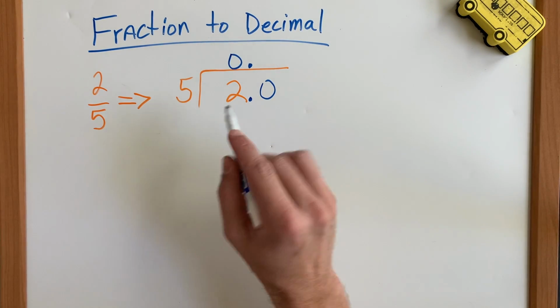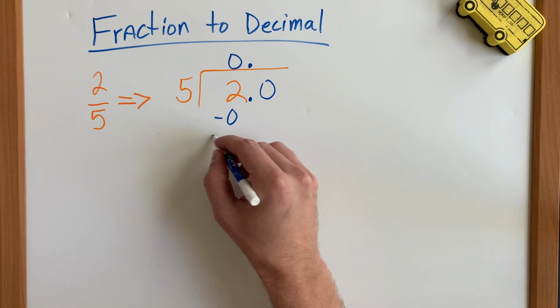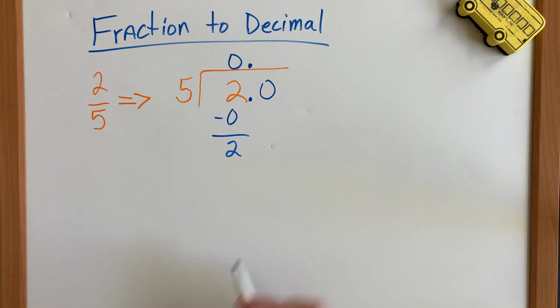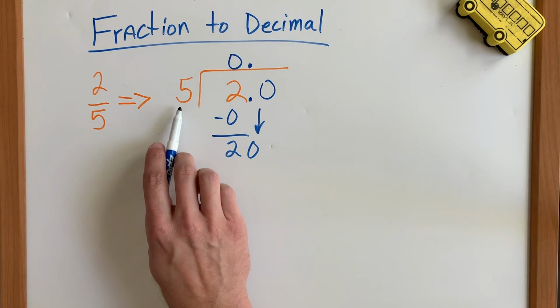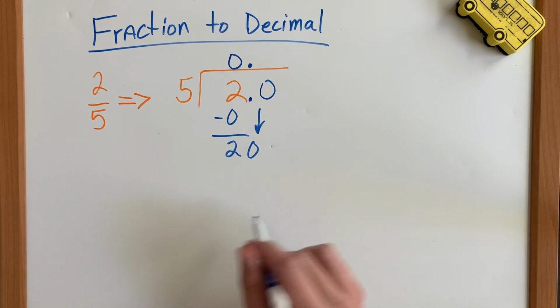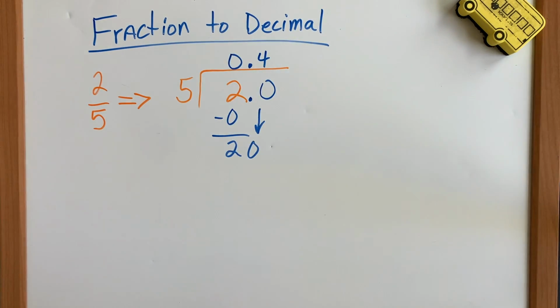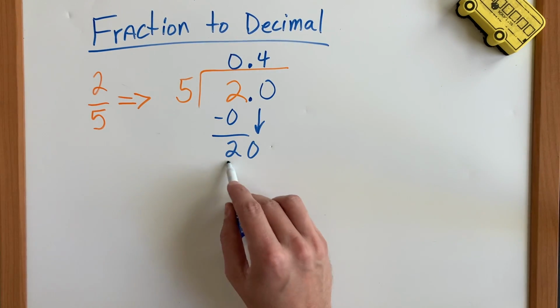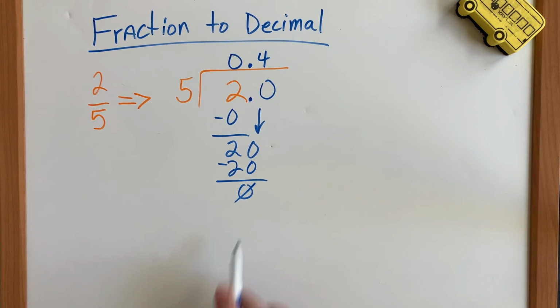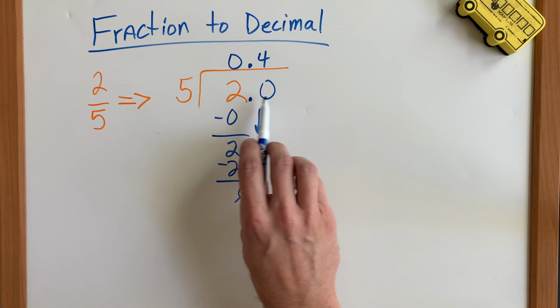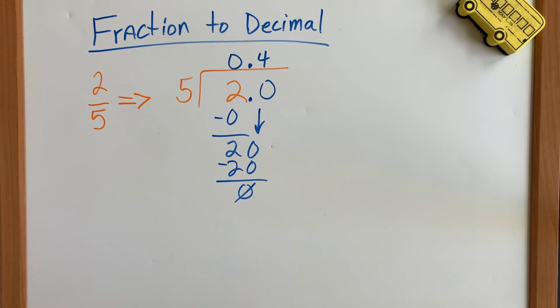You have a 0. 5 times 0 is 0, and we do our subtraction. We're left with 2, and then we're going to bring down this next 0. How many times does 5 fit into 20? It fits in 4. 5 times 4 is 20. I do my subtraction, and I'm left with nothing, and I've used all my digits up top. So the final answer here is 0.4.